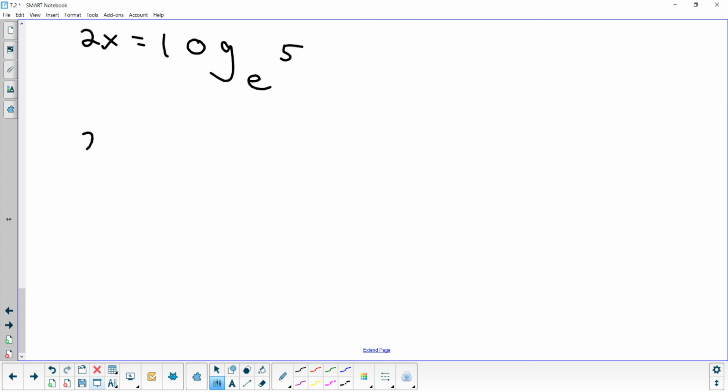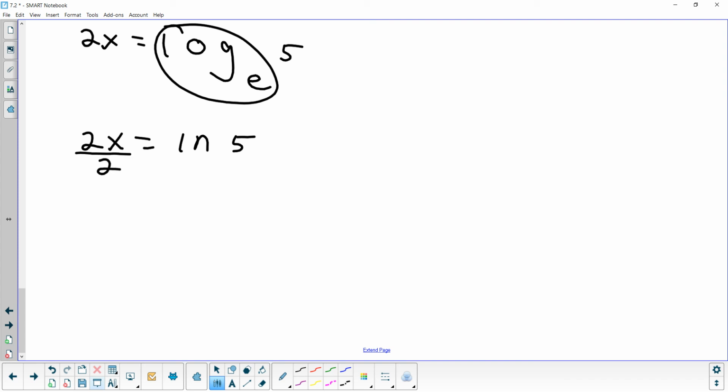Now, I'm doing log base E. What did we say earlier that that's called? Natural log. Natural log, and how do we abbreviate all of that? ln of 5. Well, if I take the ln of 5, that's not going to give me x. That's going to give me double x. I don't want 2x. So how would I get x by itself here? Yep. Divide 2 on both sides. And that's your answer.